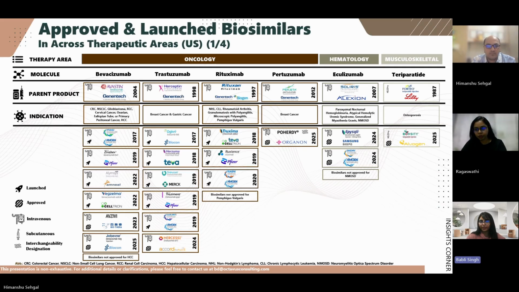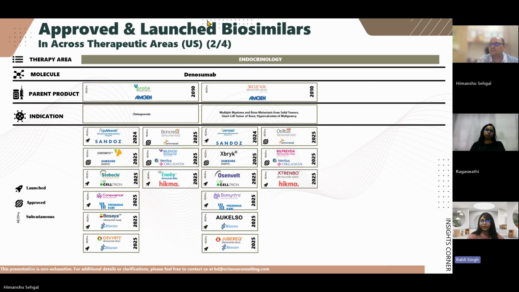Then moving to hematology, eculizumab, Soliris, is the original product of Alexion that was approved in 2007 for PNH, aHUS, generalized myasthenia gravis, and NMOSD. There are only two biosimilars, approved in 2024. These biosimilars are only approved yet, not launched in the US right now. And both biosimilars are not approved for NMOSD because of the patent protection of this indication. Then moving to musculoskeletal, teriparatide. It's the original product of Eli Lilly, which was approved in 1987.